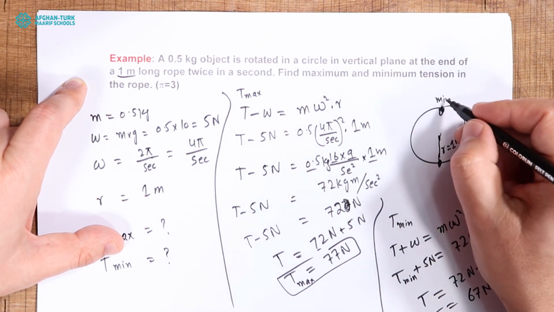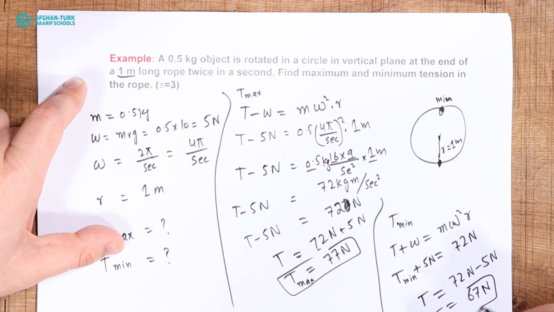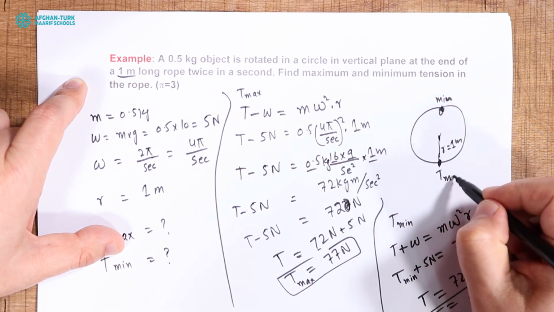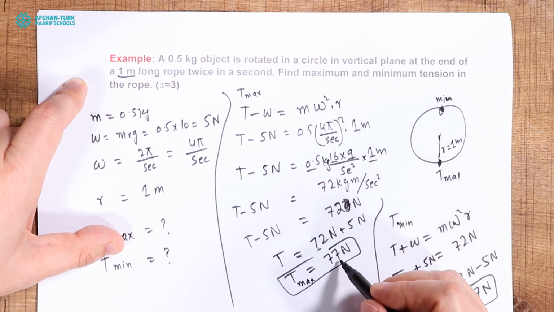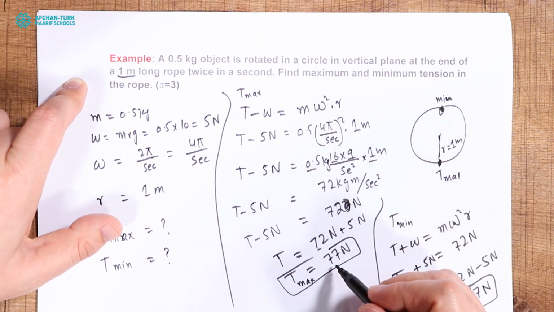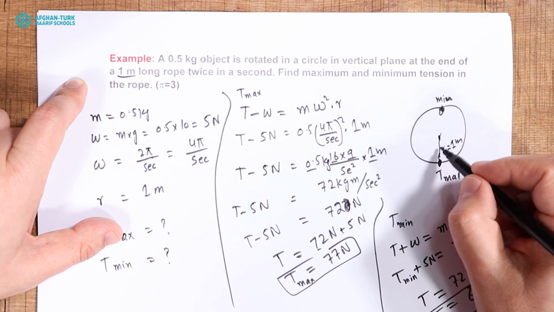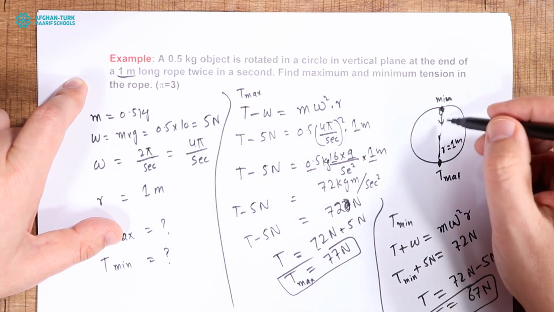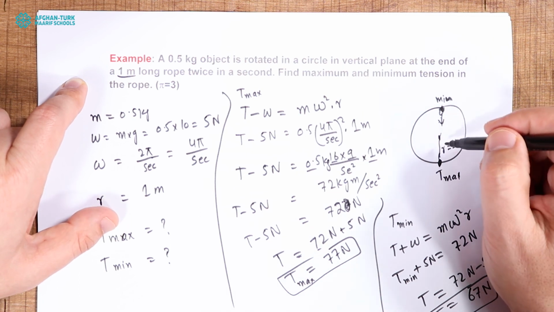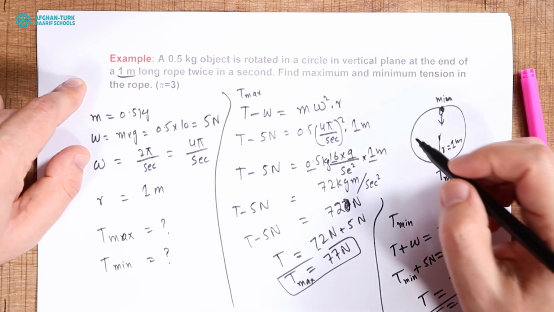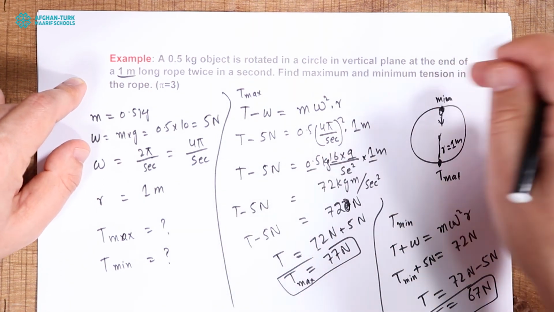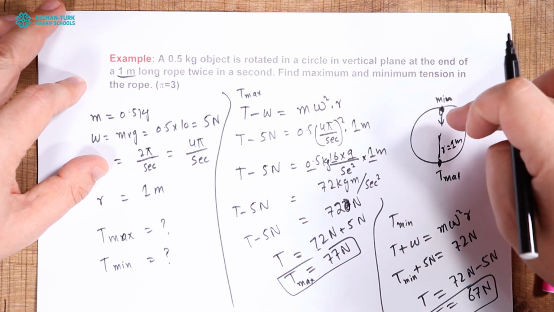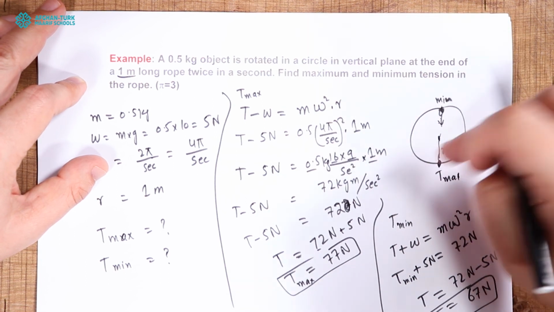So the T minimum value is equal to 67 Newton, and at this point T max is equal to 77 Newton. Here is the more tension, but here is the less tension, compared across the different positions. Okay, this is the horizontal and vertical side. This is the vertical side at minimum position and maximum position.